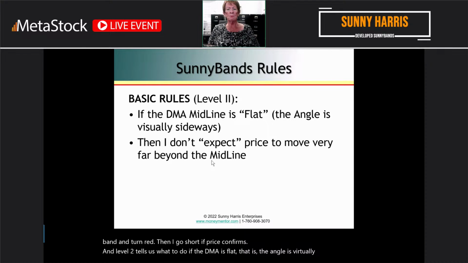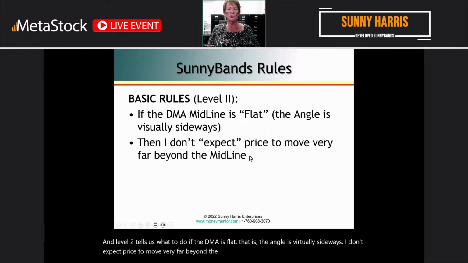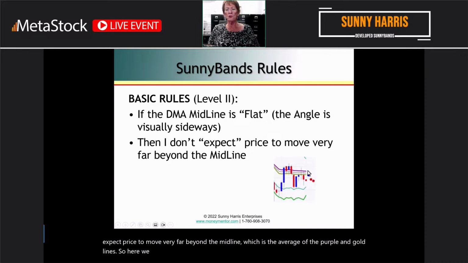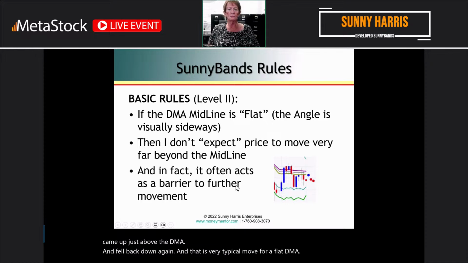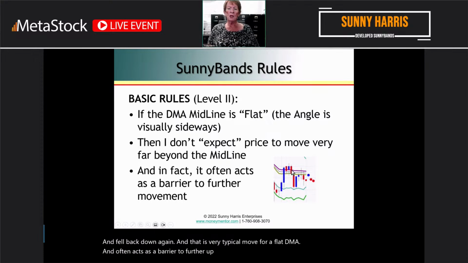I don't expect price to move very far beyond the midline, which is the average of the purple and gold lines. So here we can see a picture of what it looks like when it's flat, and you can see price came up just above the DMA and fell back down again. And that is a very typical move for a flat DMA. That often acts as a barrier to further up movement. Sometimes it'll go a little bit above it like this. Sometimes it'll stop right at it, but very frequently it'll turn at that barrier.